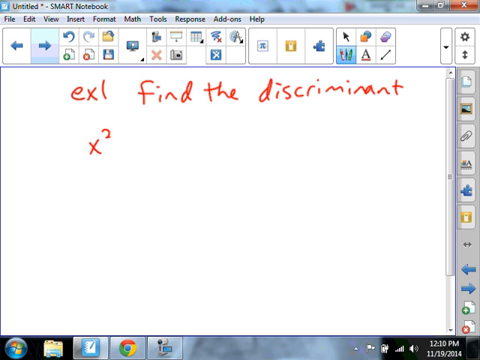x squared plus 6x plus 9 equals 0. Now, one thing we do have to realize, and we're making a big assumption here, and I think you have all seen the illustration of what happens if you assume things, so I'm not going to go through that. But we do need to have the quadratic equation in standard form. Does anybody remember how standard form goes?